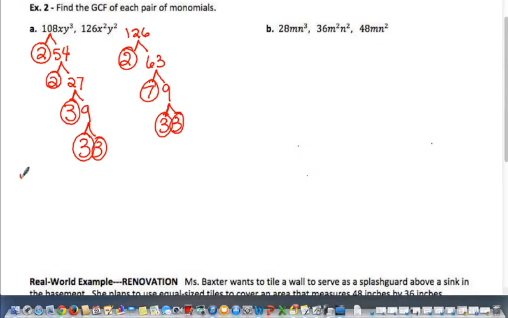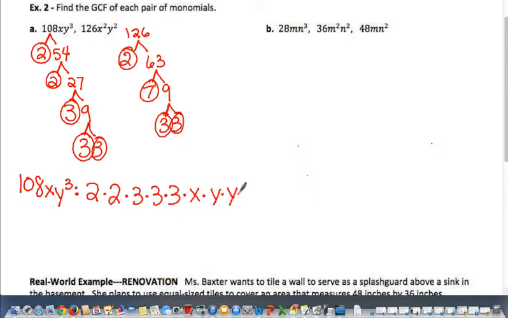I'm going to rewrite down here 108xy cubed, and we're going to write out all of our factors. So I get 2 times 2 times 3 times 3 times 3, and then times x times y times y times y. Okay? Then we're going to do the same thing with 126 x squared y squared, and so that's going to be 2 times 3 times 3 times 7.